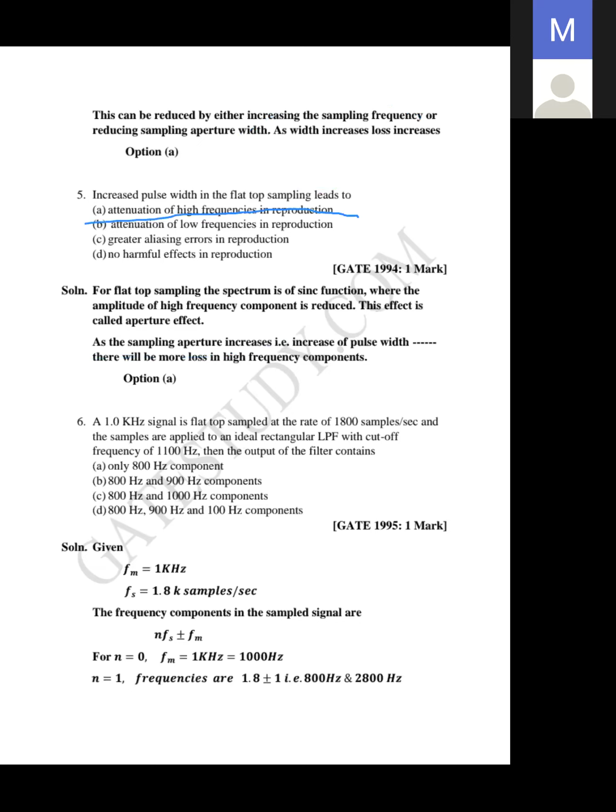Attenuation of high frequencies in reproduction. So confirm there will be loss in the high frequency component when we try to recover the original signal. That is the drawback when we use flat top sampling with increasing pulse width.